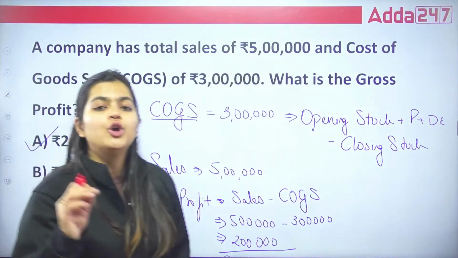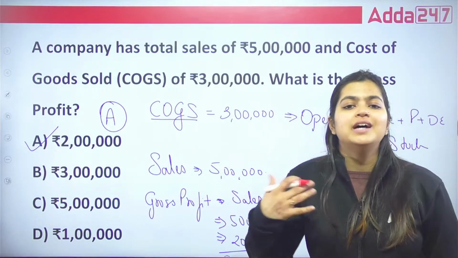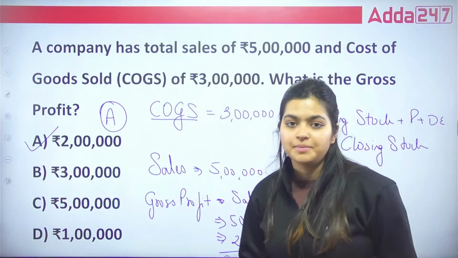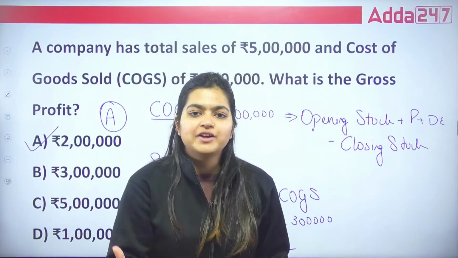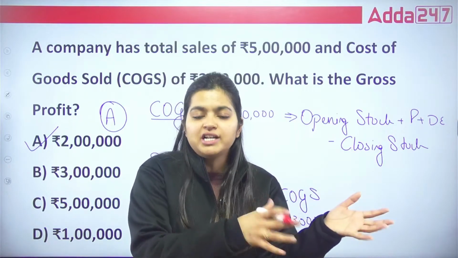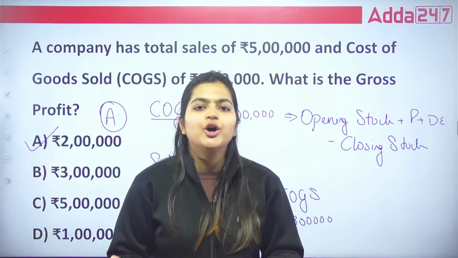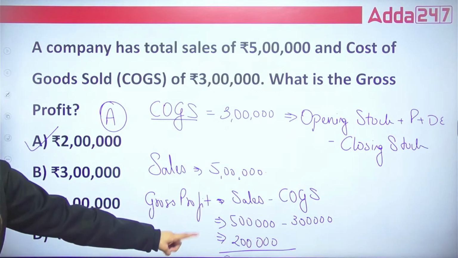This is your gross profit. This is the profit you have calculated with your direct expenses, with your sales amount. As a businessman, as a manufacturer, if you're manufacturing the products, what is the cost you incur, and by selling that product, how much you have earned. That is what gross profit talks about. So the answer is 2 lakh rupees.